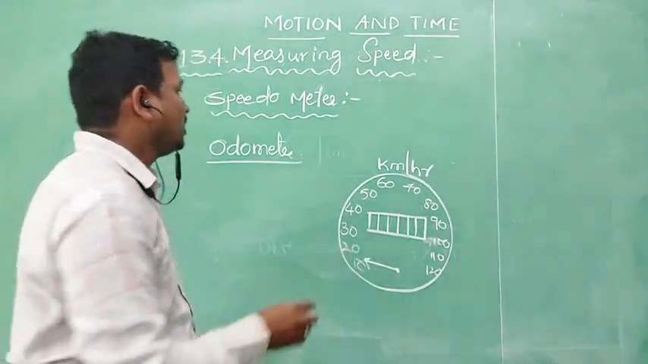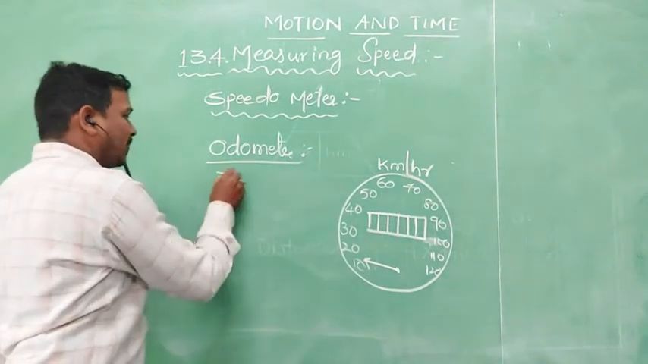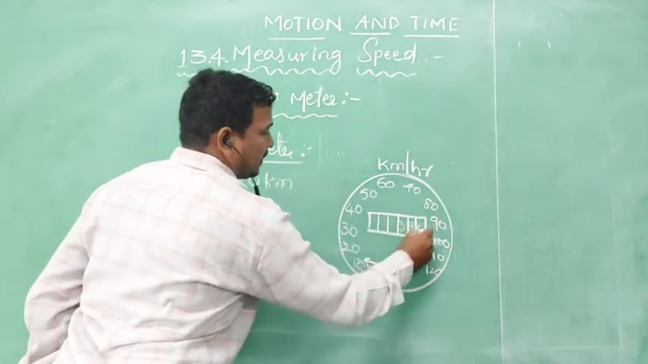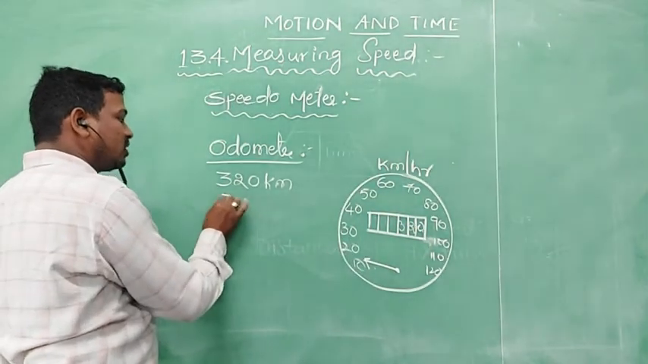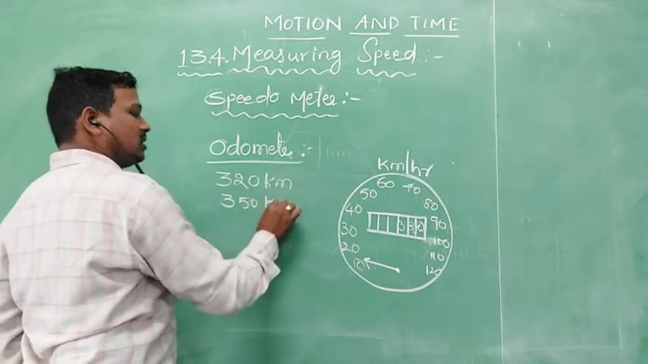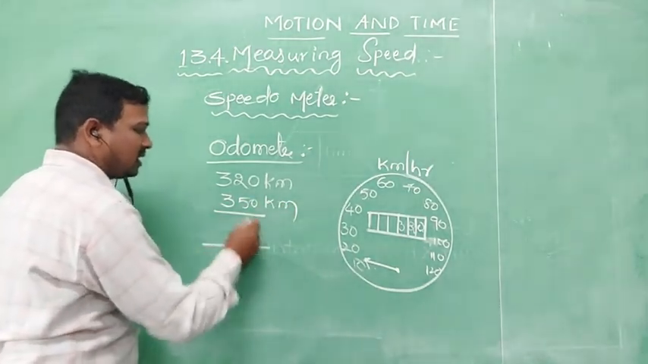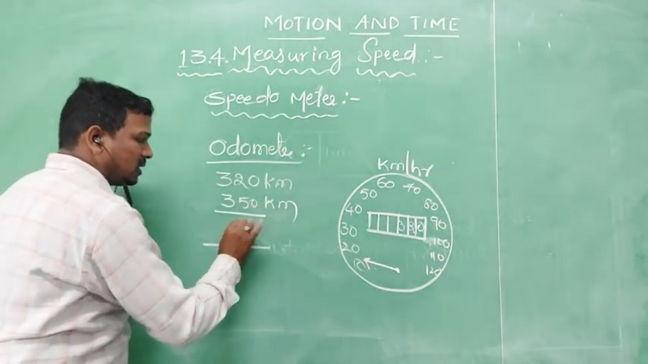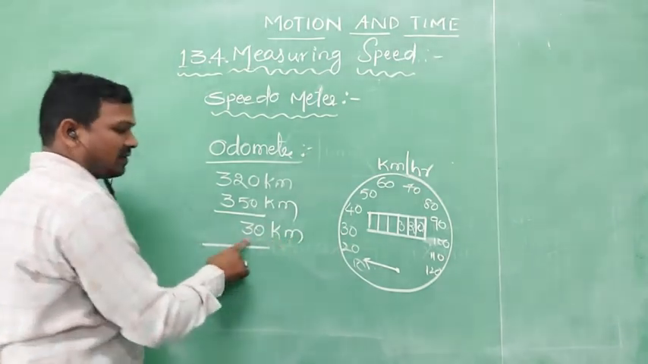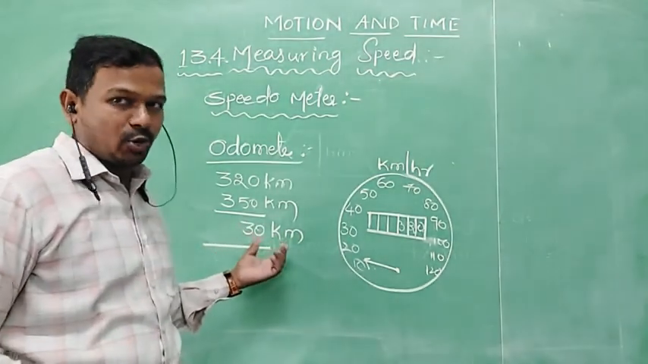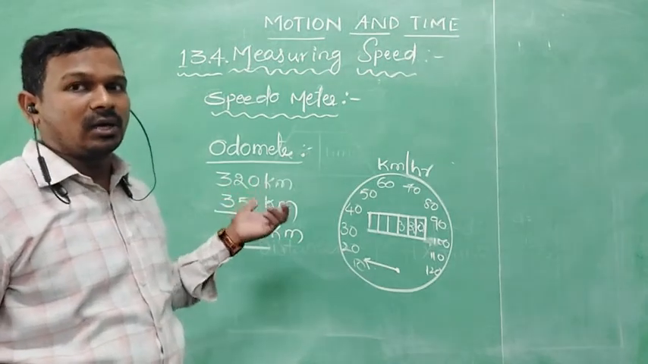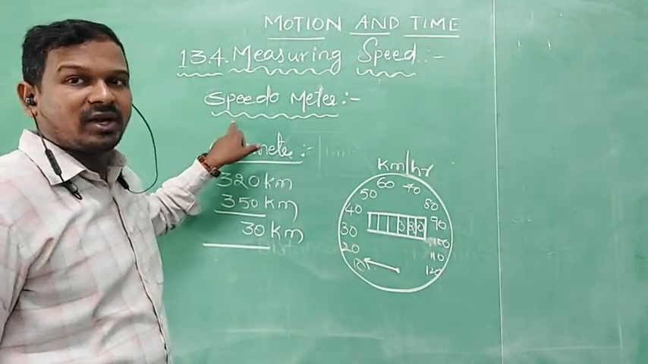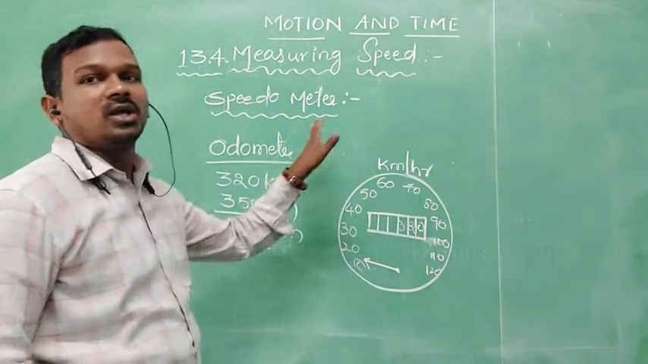For example, we started from our home with 320 kilometers showing inside. After 1 hour of journey, it shows 350 kilometers. What is the distance we traveled? 350 minus 320 will give us 30 kilometers. In 1 hour of time, we completed 30 kilometers of distance. With the help of which meter can we know how much distance we traveled? The odometer. With which meter can we tell with what speed we are going? It is nothing but the speedometer.